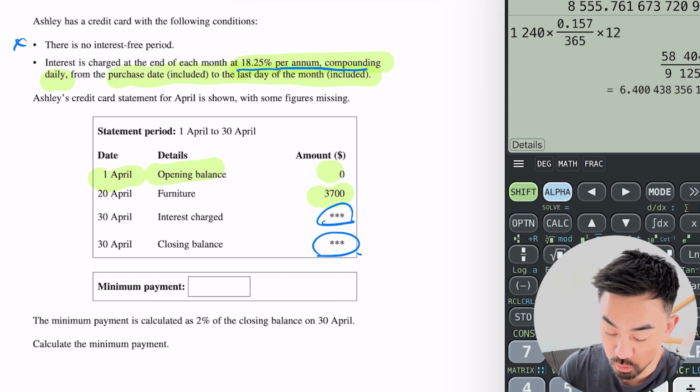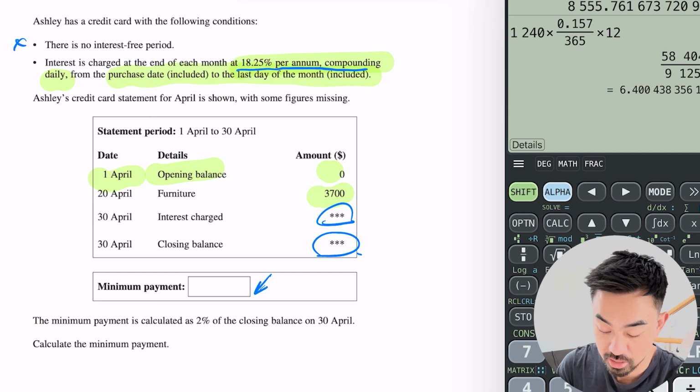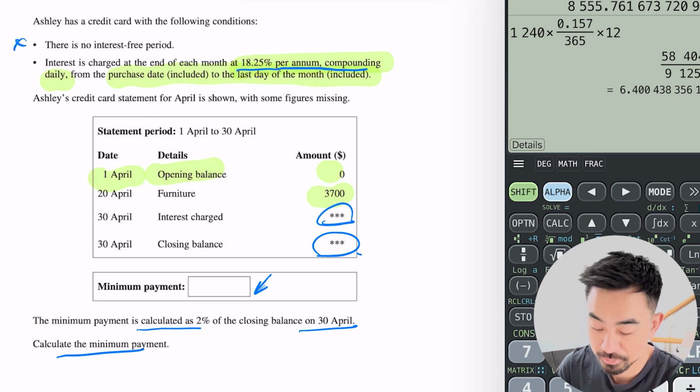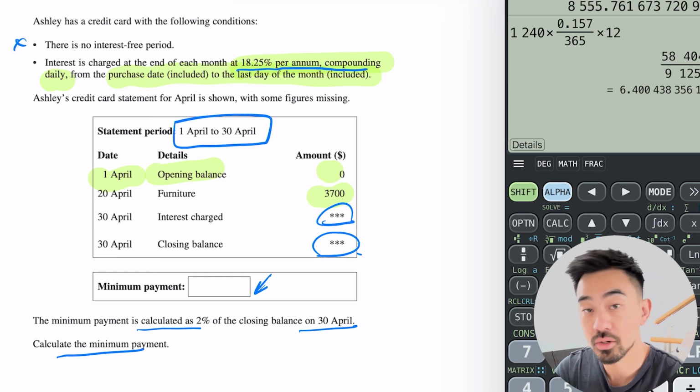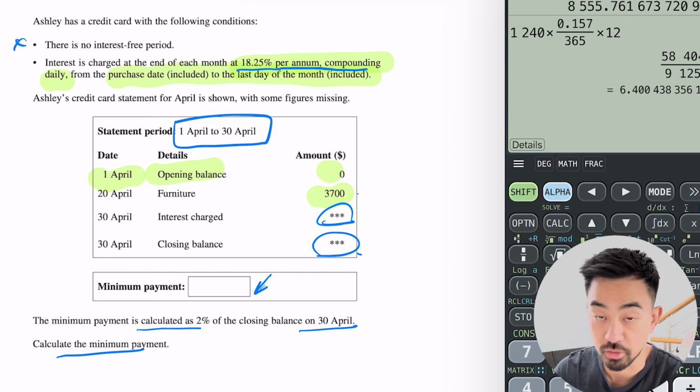And then the closing balance, which you also don't know. And then the minimum payment looks like it's empty. It says the minimum payment is calculated 2% of the closing balance on the 30th of April. Calculate the minimum repayment. All right, so this credit card statement only goes from the 1st of April to the 30th. So that's nice because you don't have to go over different months.